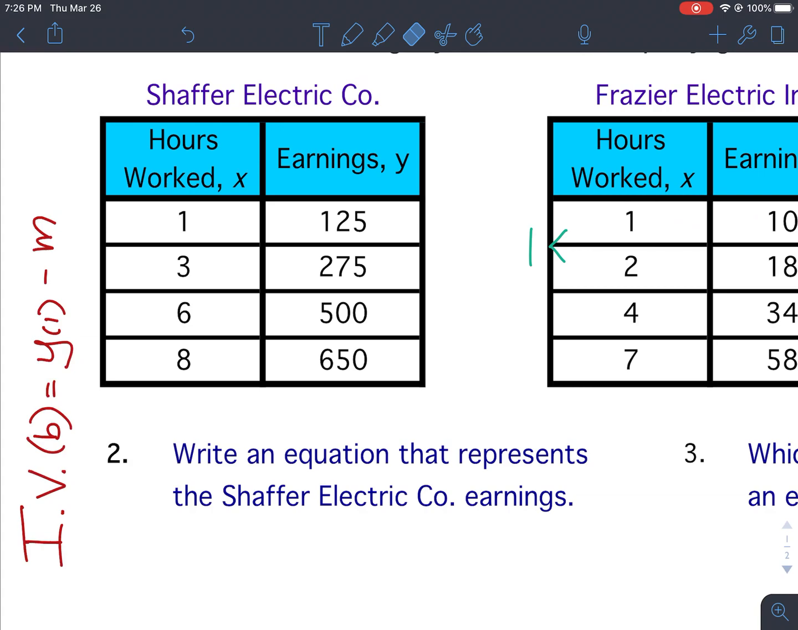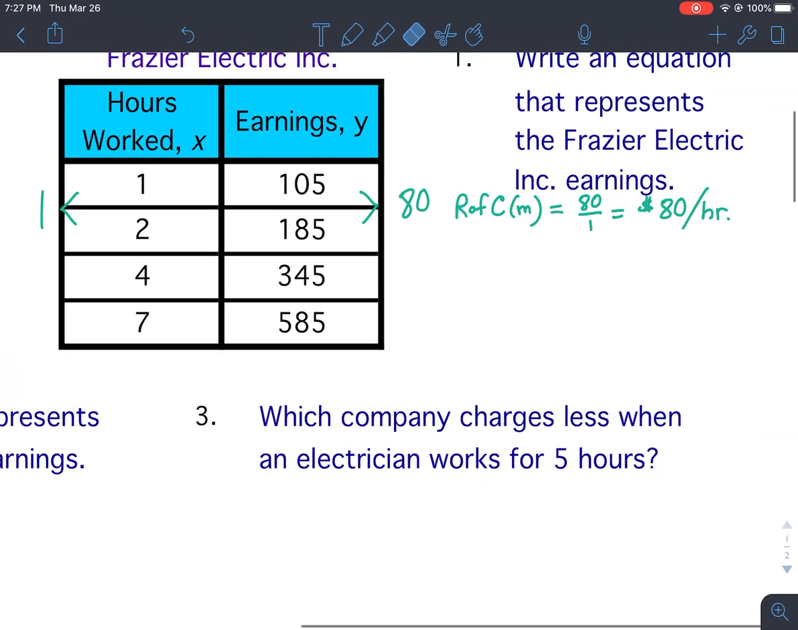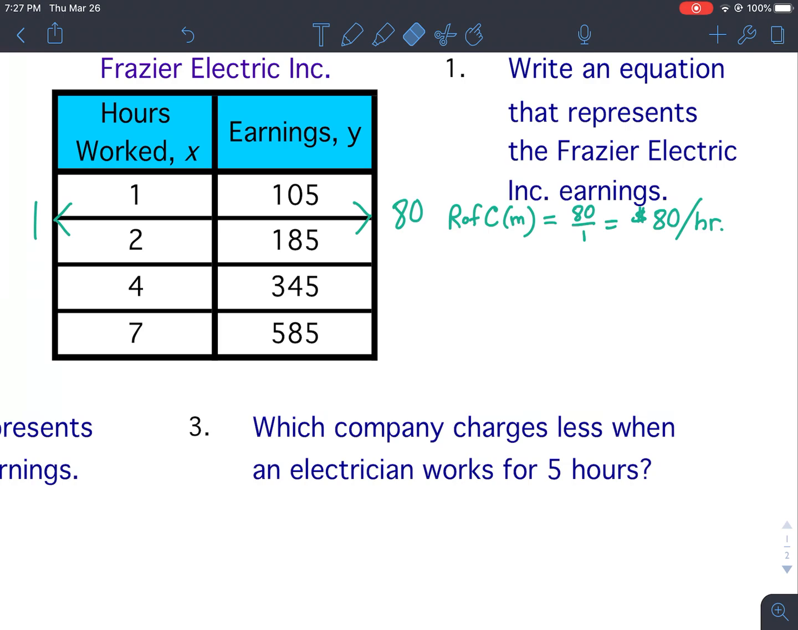So we need to find the initial value by taking the value of y when x is 1 and subtracting the slope. So back over here to Fraser Electric, let's do initial value equals, here's my value of y when x is 1. Let's go ahead and just write that down. So we minus the slope. So 105 minus our slope, which is right up here. That's what we found first. Minus 80, which equals 25. So that means Fraser Electric charges $25 for their diagnostic rate. So that one-time fee is $25.